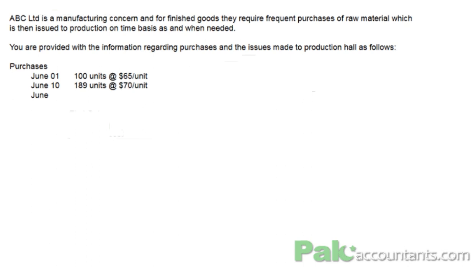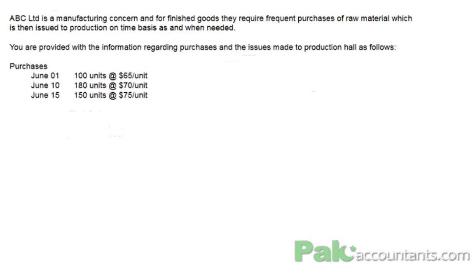And then you bought another one on June 15, and it was for 150 units. Let's make the other one also 180 units. Let's have the whole numbers. It was for $75 per unit.